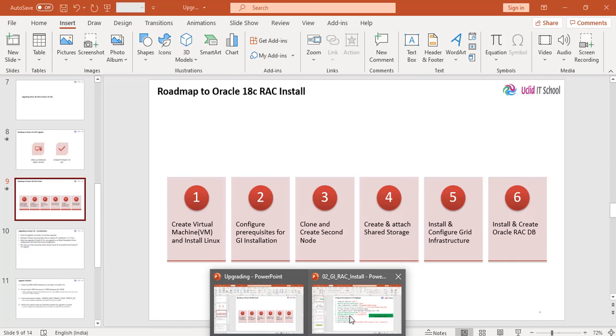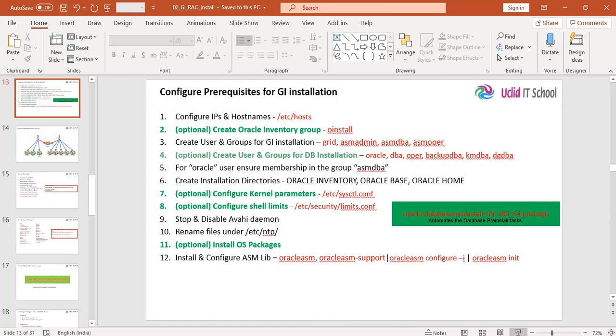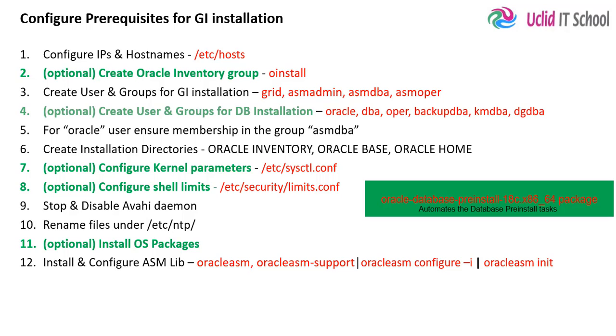So what are these prerequisite steps? This slide shows you the prerequisites for grid infrastructure installation. There are around 12 prerequisite steps that you must configure, and some of these steps are marked in green color, optional ones. These can be manually configured.